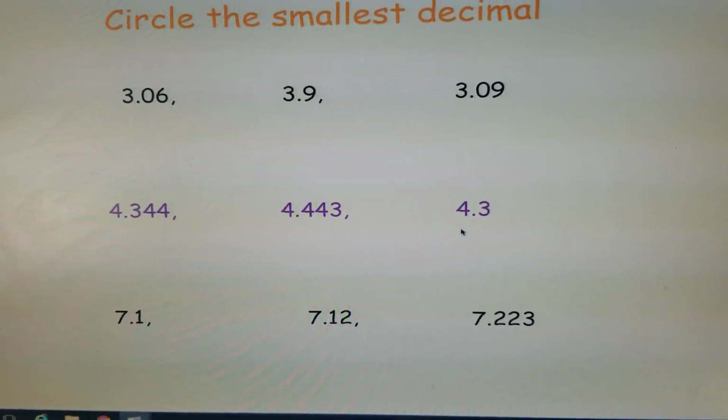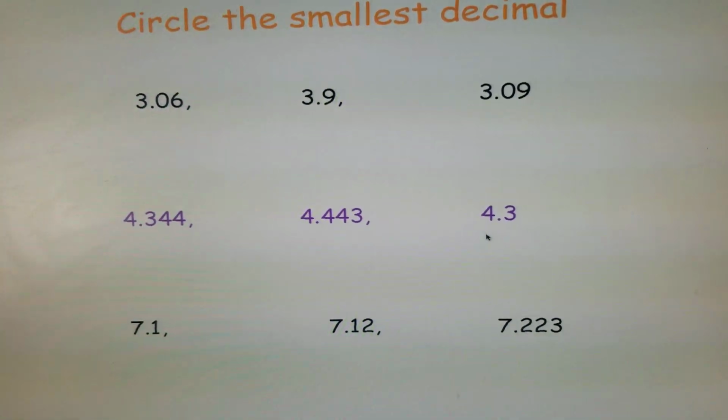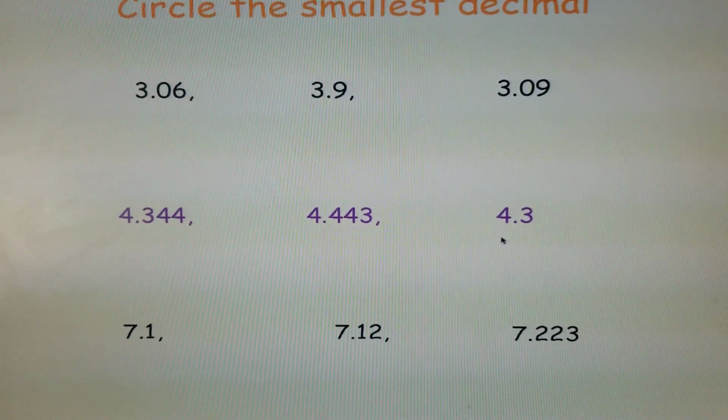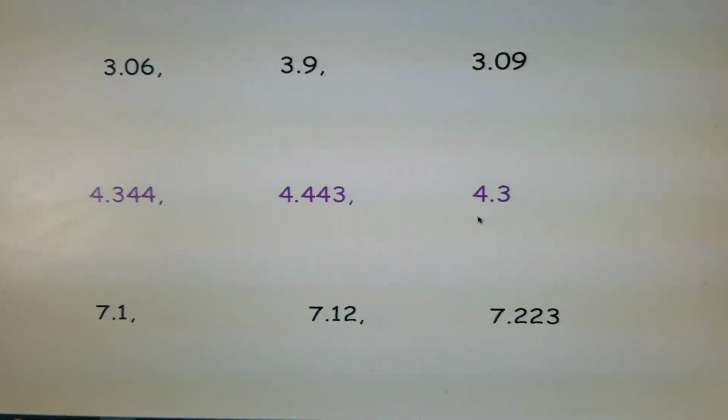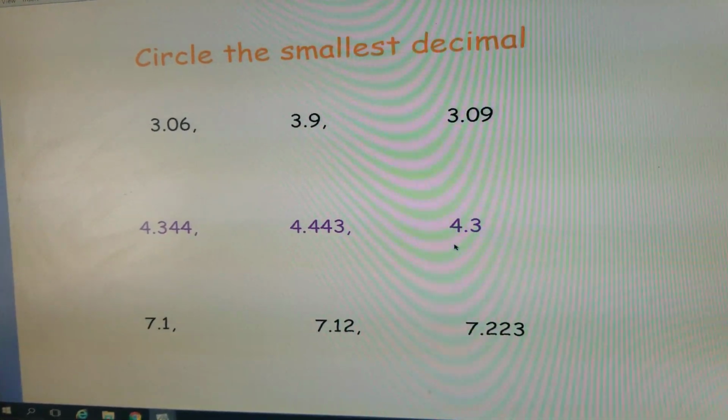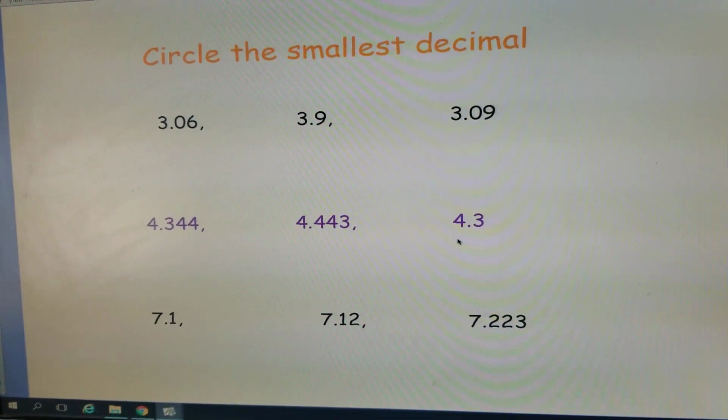You could also think of it in terms of money. $4.30 is a smaller amount than $4.34. So if you want to think of it in terms of money and say it that way, it might make it a little bit more concrete for your students.